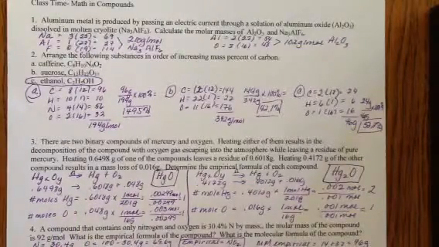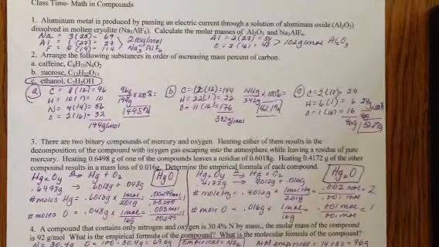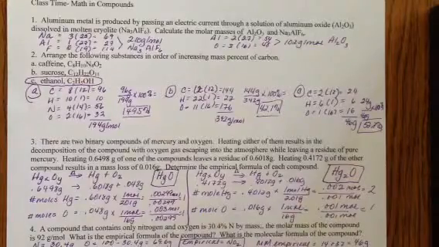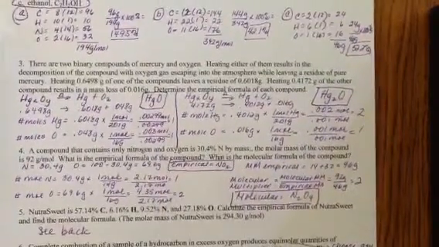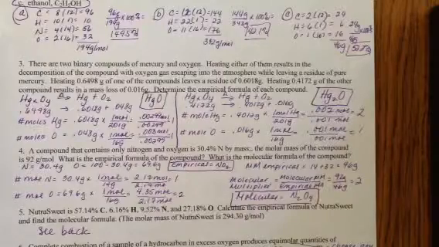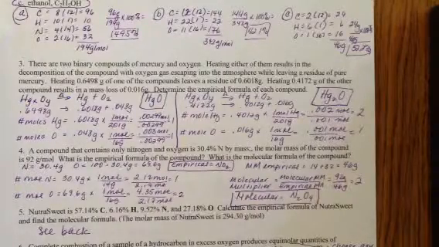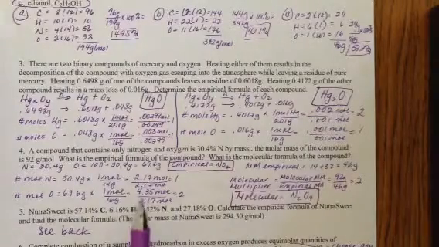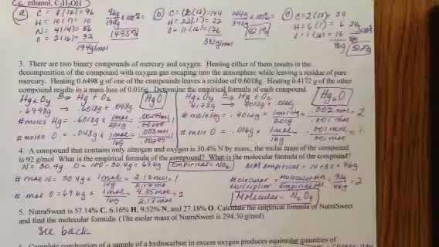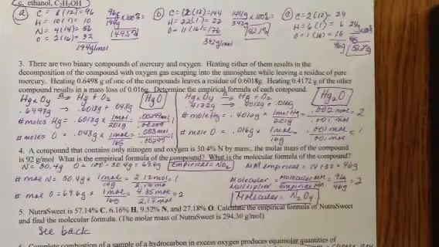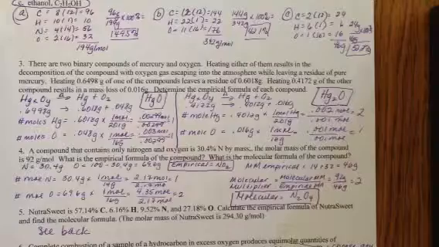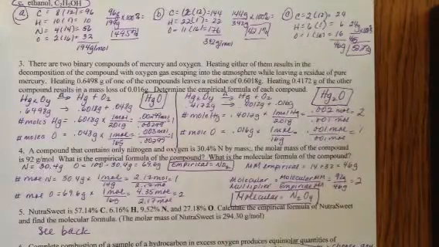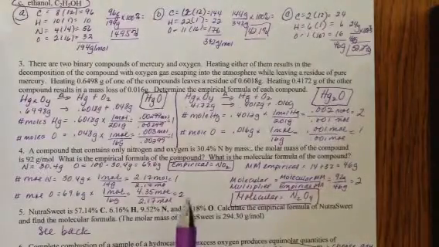Okay. Number 4, we're just finding an empirical formula and then the molecular formula. I remember anytime I'm given a mass percent, I change that mass percent into grams, and I've done that. And I check out the relationship of the moles to each other, and I see that nitrogen is in a 1 to 2 relationship with oxygen. There's 1 mole of nitrogen for every 2 moles of oxygen. Therefore, the empirical formula is NO2.